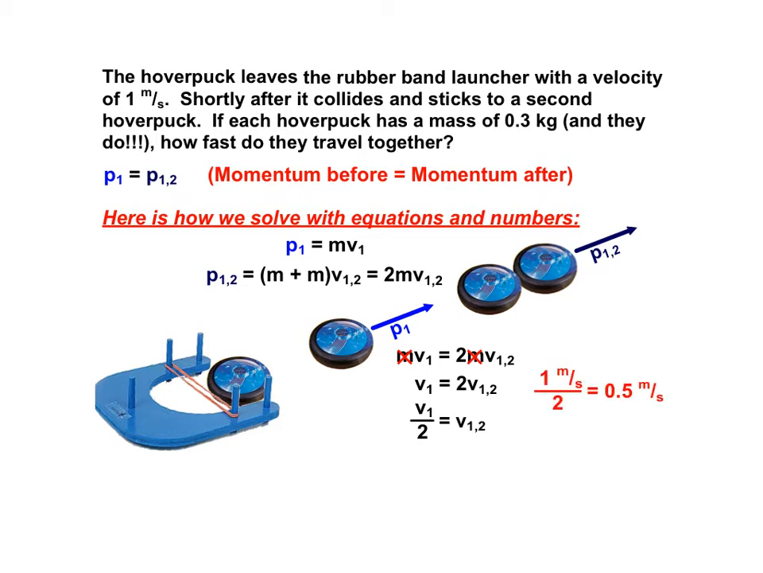Since the hover puck initially was moving at 1 meter per second, and then the combination would be half of that, it's just 0.5 meters per second is your answer as the final velocity.